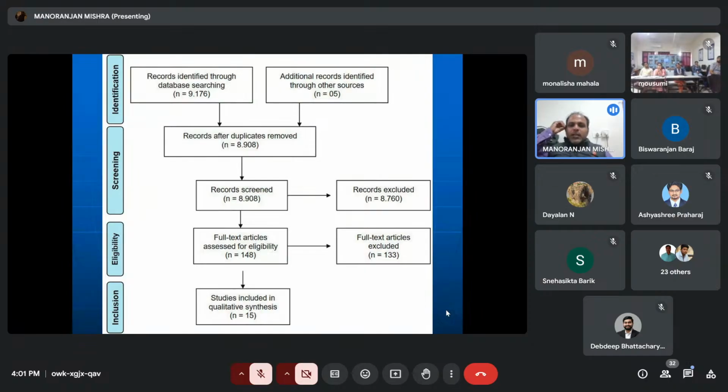You can see screening. Then you can see records screened. Then records excluded, so 148. Finally, they got only 50. This is the step which you have to follow. There are four steps which you have to do inside PRISMA.